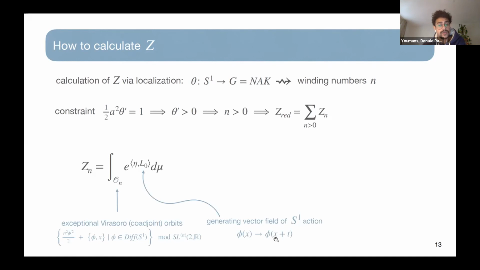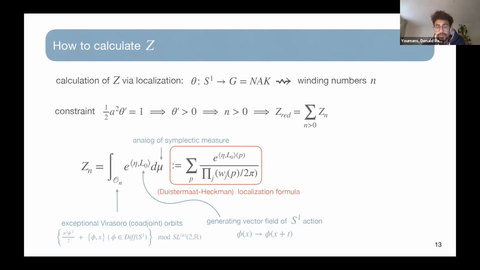So it sends phi of x to phi of x plus 1. And this measure here is supposed to be taken as an analog of a symplectic measure. These kinds of integrals we encountered yesterday as well, these orbital integrals. But in this case, one can actually define them by the localization formula of Duistermaat and Heckman, where one just has a sum over all fixed point sets, and one evaluates the exponential at the fixed point, and one has to quotient out by the weights of the S1 action.